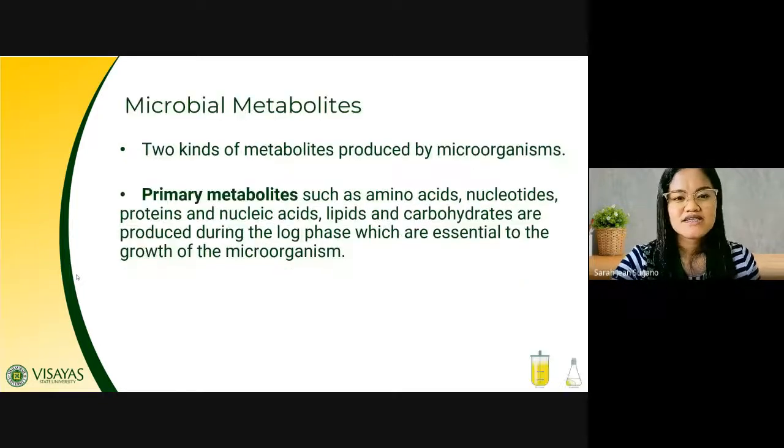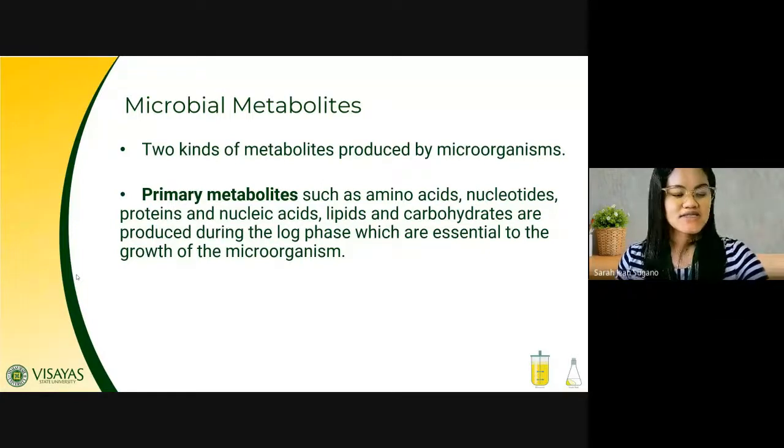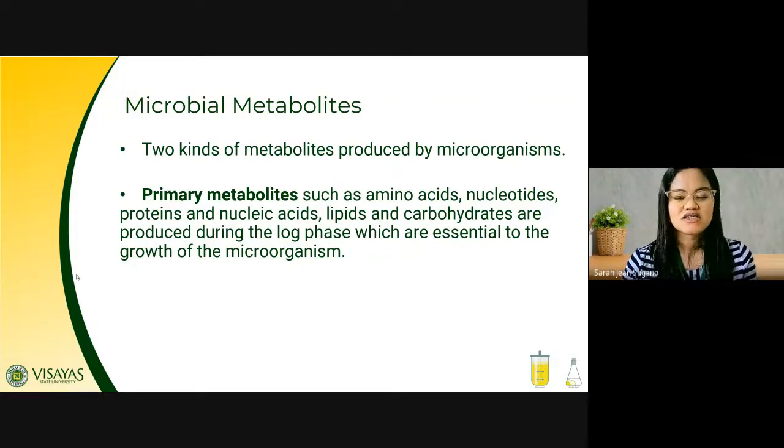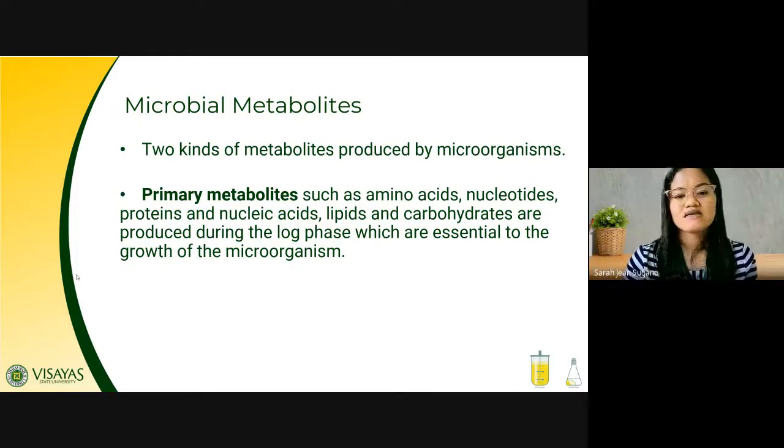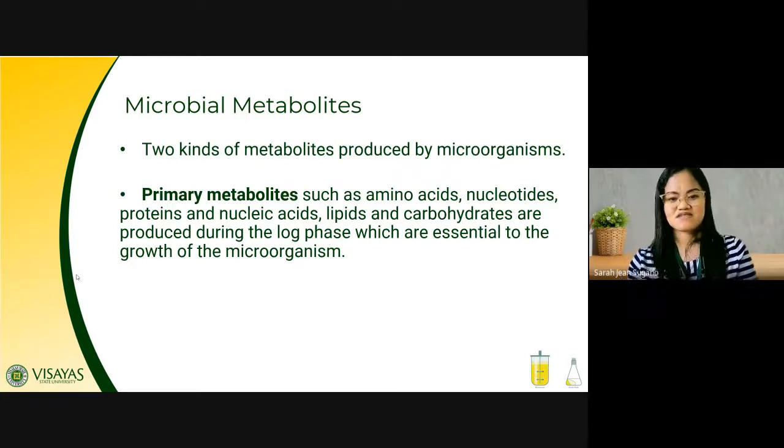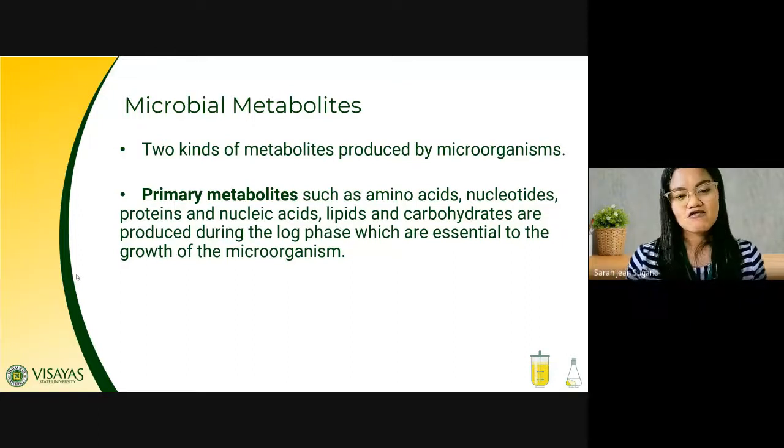Okay, so another microbial product is the microbial metabolites. There are two kinds of metabolites produced by the microorganisms. First are the primary metabolites, which are amino acids, nucleotides, proteins, and nucleic acids, and could be lipids and carbohydrates. These are produced during the log phase and are essential to the growth of the microorganisms. In other words, the primary metabolites are used for the multiplication or proliferation of the microorganisms. So these are really useful and beneficial to the microorganisms. That's why they are called primary metabolites.